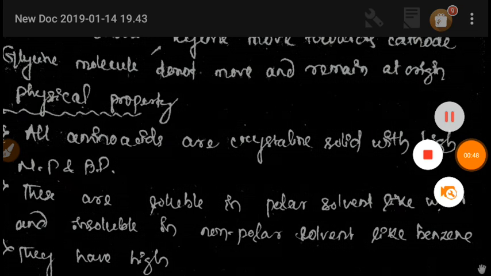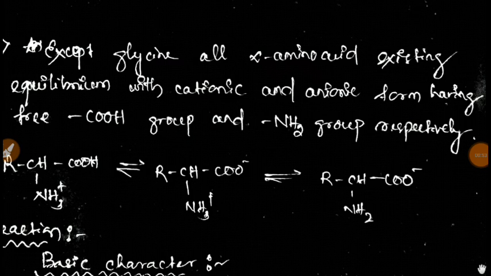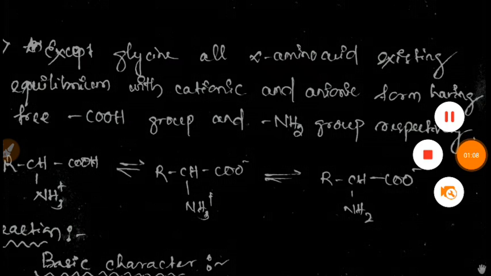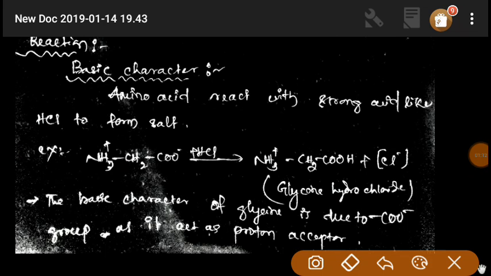Next, except glycine, all alpha amino acids exist in equilibrium with cationic and anionic forms, having a free COOH group and NH2 group respectively. You can see in the figure that all are maintained in equilibrium. Next I come to the reaction part. At first, the basic character, and the reactions involved in it, I will discuss.